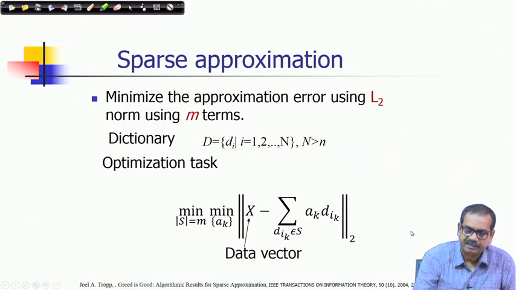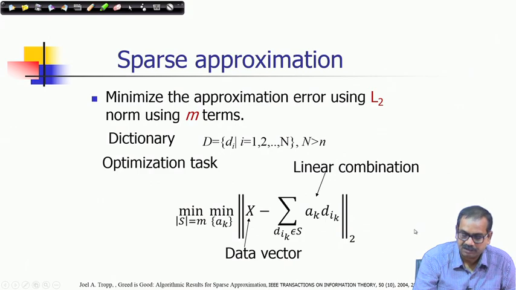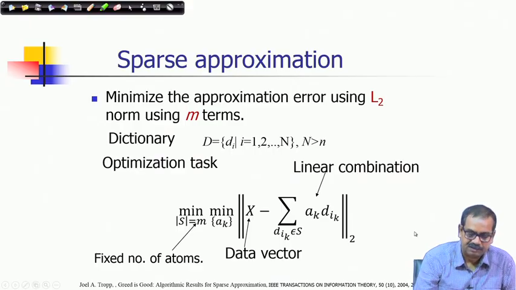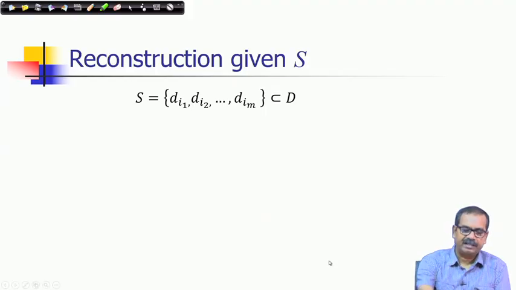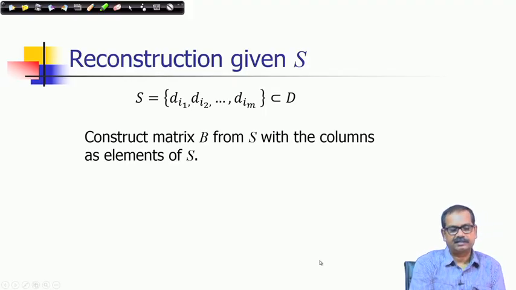So, this is explaining the corresponding components of this expression. This is the data vector and this is the linear combination, and it gives you the fixed number of atoms, that constant. Suppose I have given you a set of atoms which is a subset of the dictionary D. Now, how can I get the best reconstruction, in terms of a linear combination of these atoms, for any arbitrary vector x?